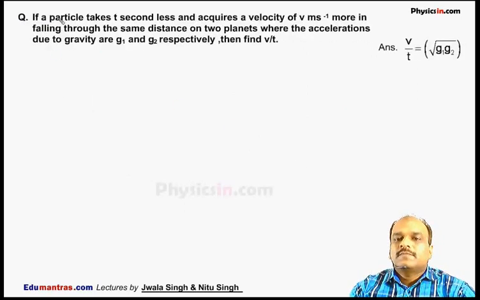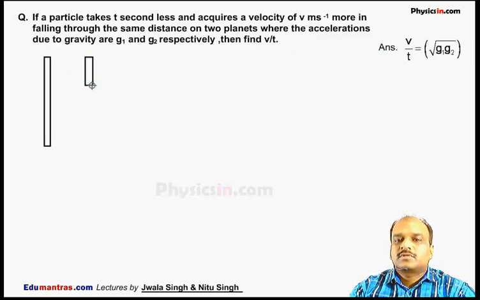The question is, if a particle takes t seconds less and acquires a velocity v meter per second more in falling through the same distance on two planets where the accelerations due to gravity are g1 and g2. Suppose this is a planet of height, this height is h, this height is also h.